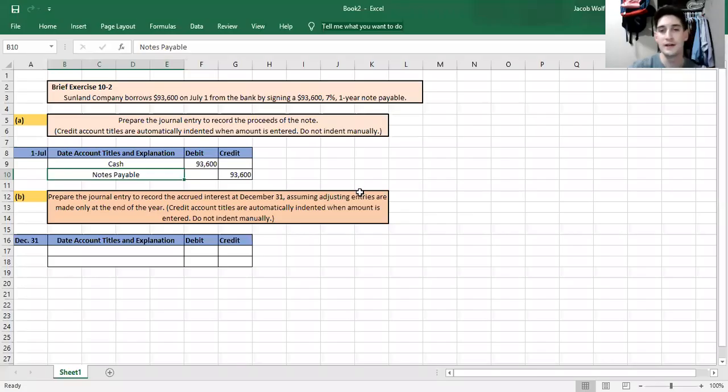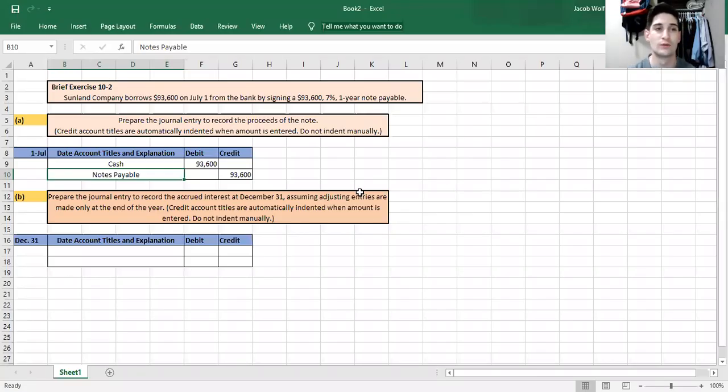This week I was assigned to do example problem 10.2a. Let's go ahead and check it out. I copied and pasted it into an Excel sheet just so we can see it a little better and mess around with it. So we're going to take a look here.